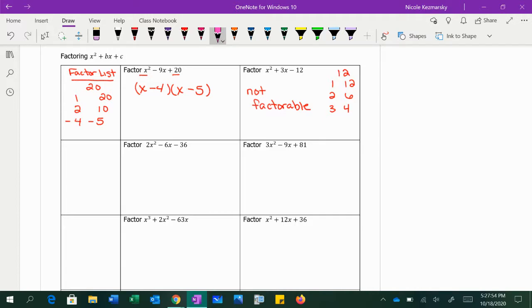In the next examples, what we have to look at first is, do we have a GCF like we had on the first page? Can we factor something out before we do the factor list? So I look at these three terms and I see all three of these are divisible by 2. And 2 is the highest we can go because the 2 is the first number. So that means I can write this as 2 times x squared minus 3x, and then 36 divided by 2, that'll be minus 18.